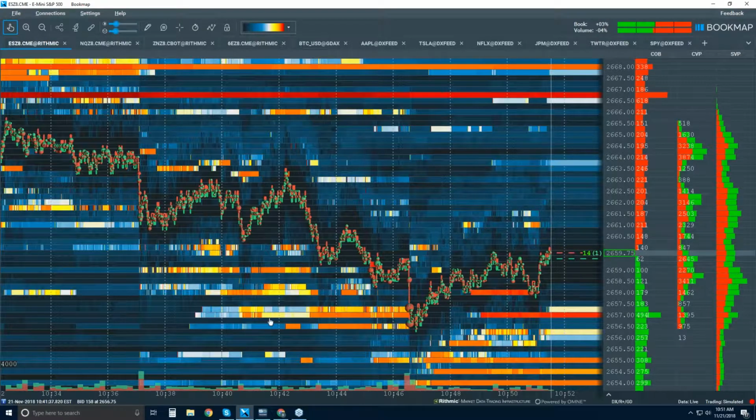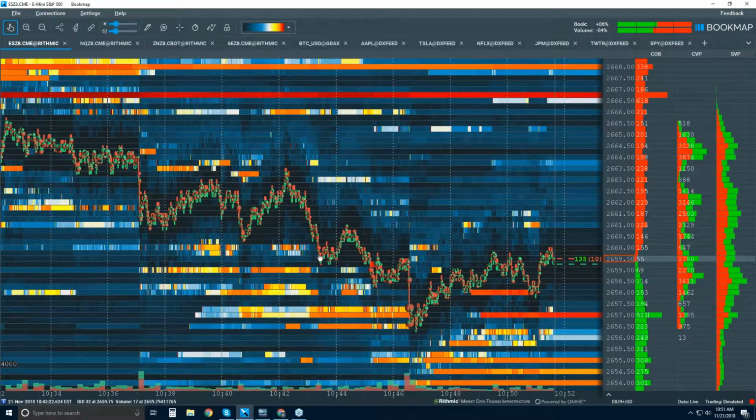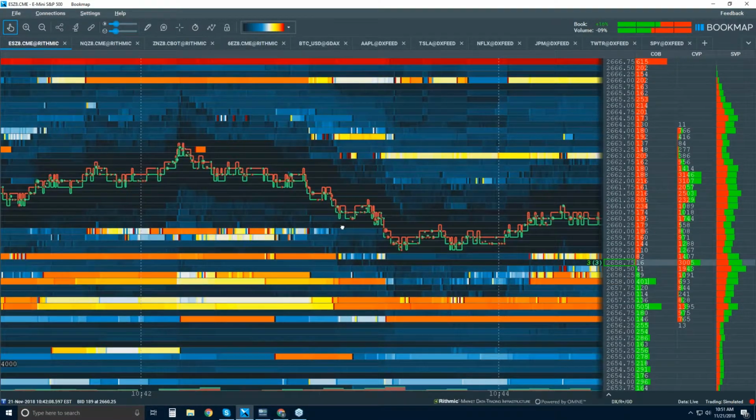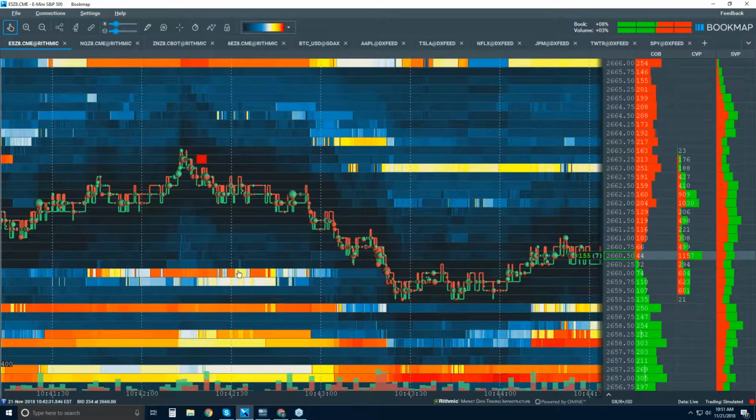All right. So anyway, important to understand that. What is the liquidity that has no intent to trade? What does that look like? Well, right here. They're in the book here.